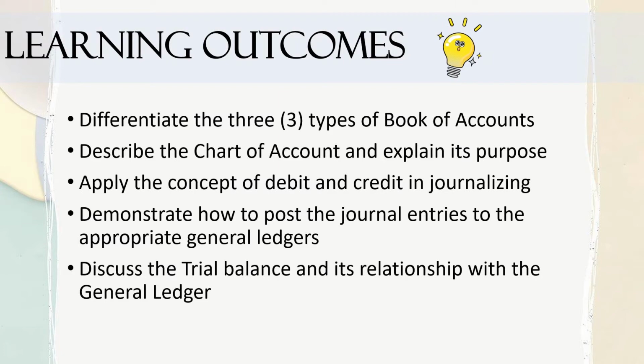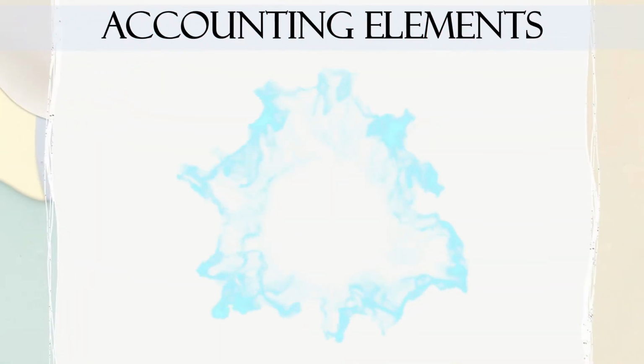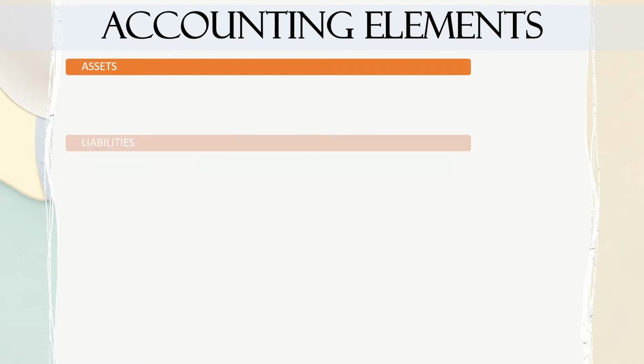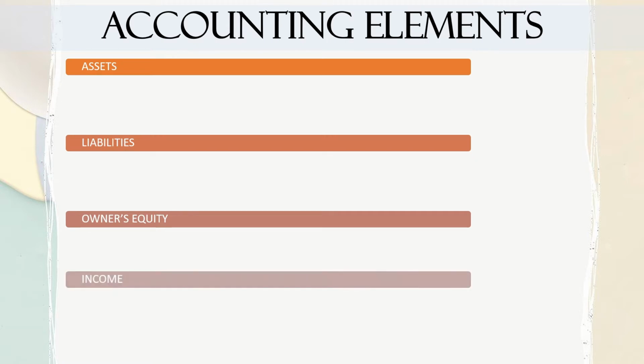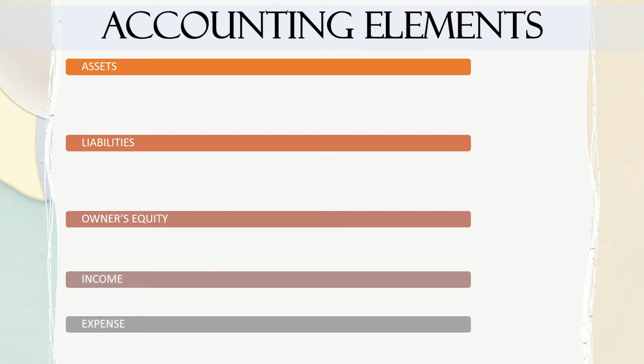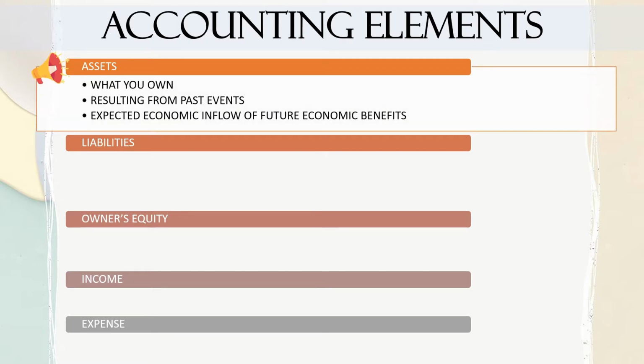So let's begin with a recap from our topic in Chapter 2, starting with the accounting elements. This is composed of the three basic elements and permanent accounts, which are the assets, liabilities, and owner's equity. And then temporary accounts, which are income and expense. So the primary characteristics of an asset is again, it is what you own, it is resulting from past events, and expected economic inflow or future economic benefits.